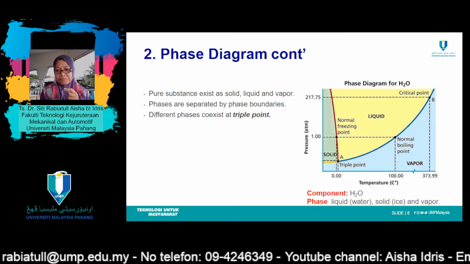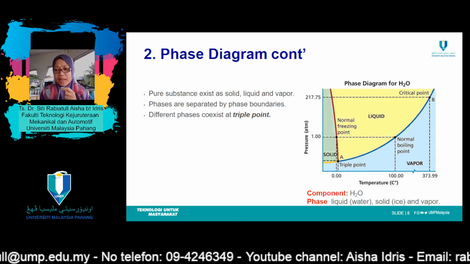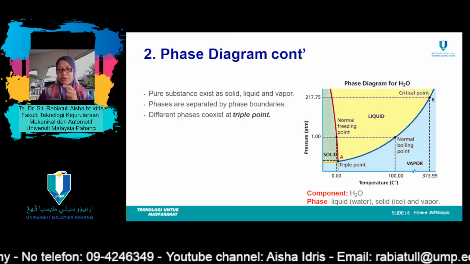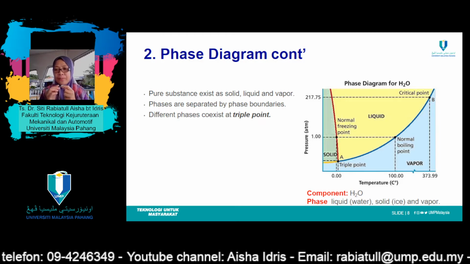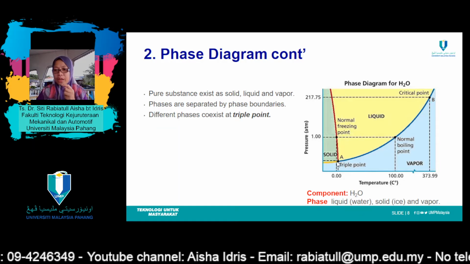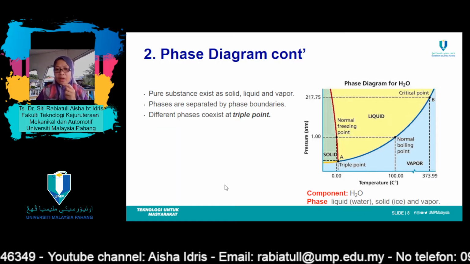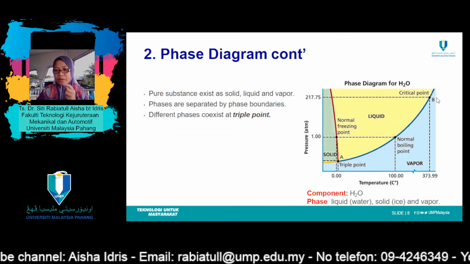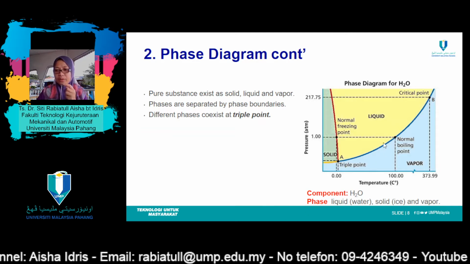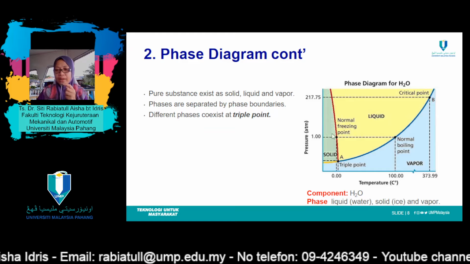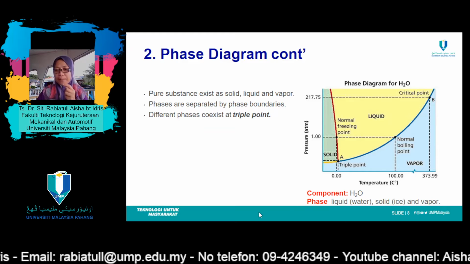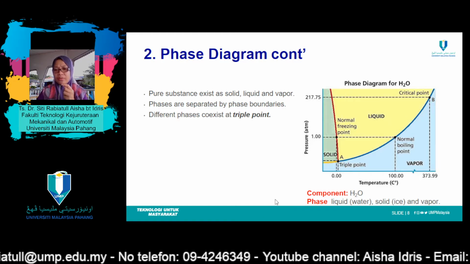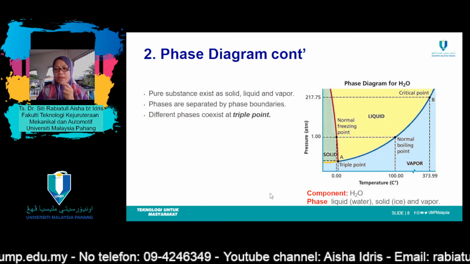Okay, this is an example of phase diagram for water, H2O. You can see there's a point A and point B there, and phases are separated by the boundaries. This line is actually the boundary, the blue line and also the red line over there. And for H2O, there's a triple point, point A, that exists over there.